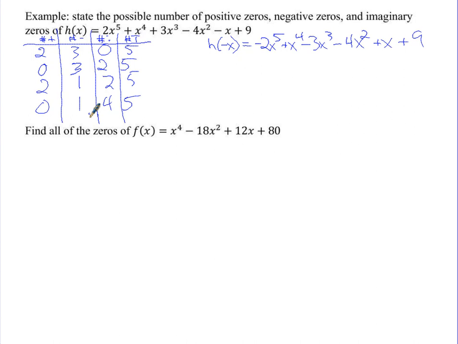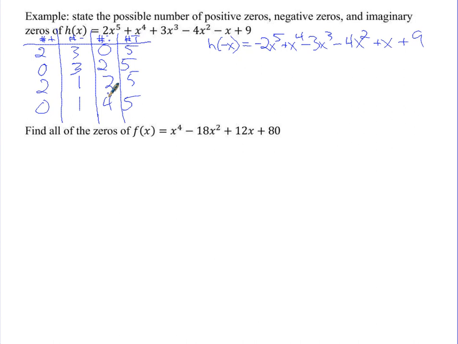So this is the table. The answer, state the possible number of positive, negative, and imaginary zeros. This table is the answer. We can have 2 positives and 3 negatives. We can have 0 positives, 3 negatives, and 2 imaginaries. We can have 2 positives, 1 negative, and 2 imaginaries. Or we can have 0 positives, 1 negative, and 4 imaginary zeros in this particular polynomial. I don't know exactly what it is, but I do know that these are the only possible combinations of zeros in this polynomial.